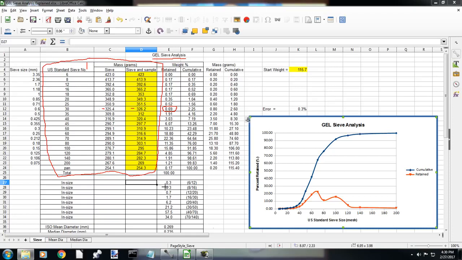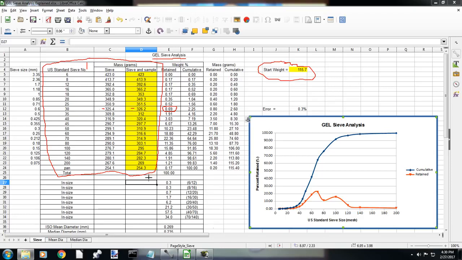When we're done with the sieve, we have the start weight here, and then when we're done, we see that there's an error. Now, for the frac sand procedures, this error needs to be 0.5% or less. So in this case, we're at 0.3%, and as you can probably guess, the errors are going to add up because you're going to have small errors in the sieve mass, and small errors again in the mass of the sieve plus sample. And so those errors do add up over the course of the experiment, and we want them to be less than 0.5%. So sieve mass plus the sample, and that gives us a retained mass.